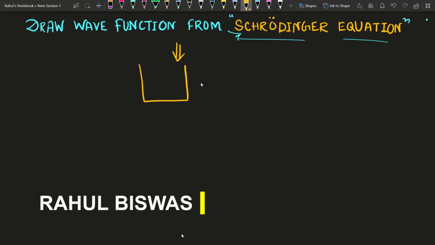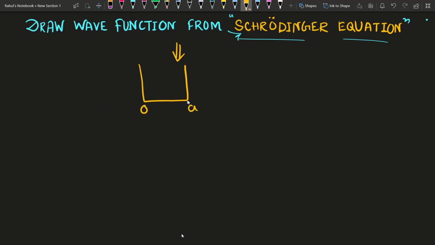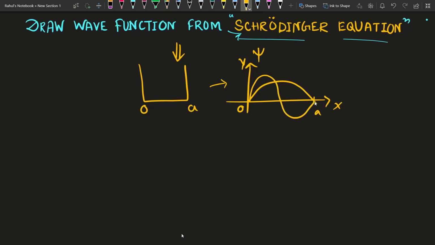We know that for an infinite square well, suppose a symmetric well, suppose this is 0 to a, this length. We know that for the ground state energy, the wave function looks like this. This is the psi, this is the positive y-axis, this is the x-axis, this is the origin, right? And for the first excited state, it will look like this.